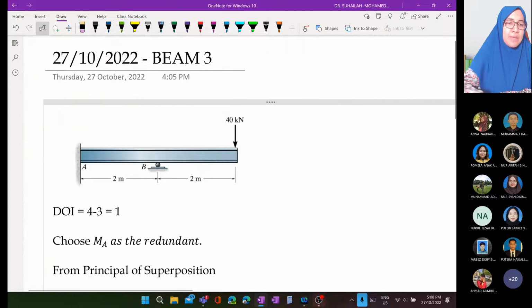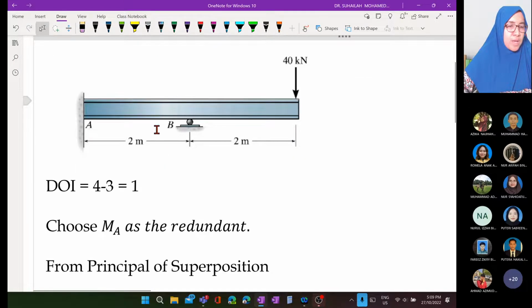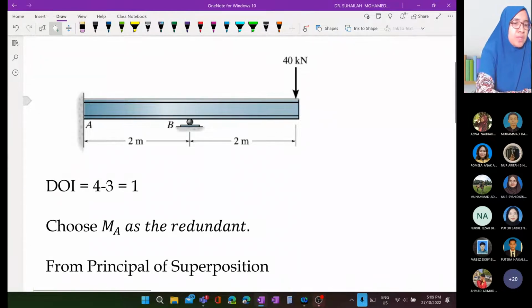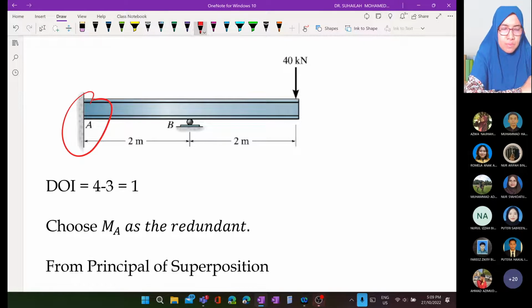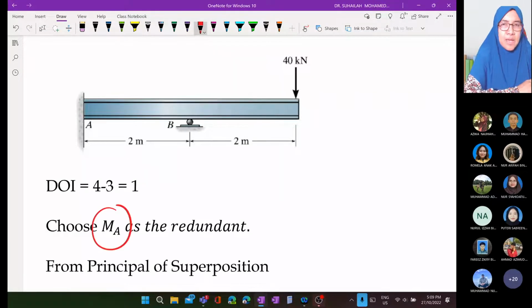redundant beam we have two redundant options. So in this case we can remove either MA, we take out one moment from the fixed support as the redundant, or we can also remove BY as the redundant. So this time I choose MA as the redundant.